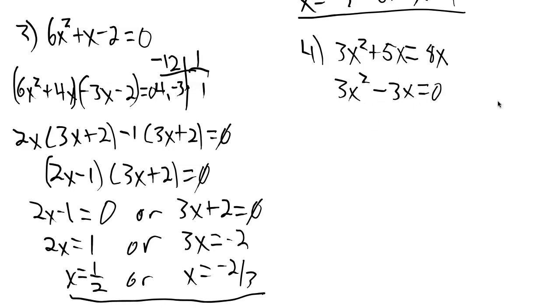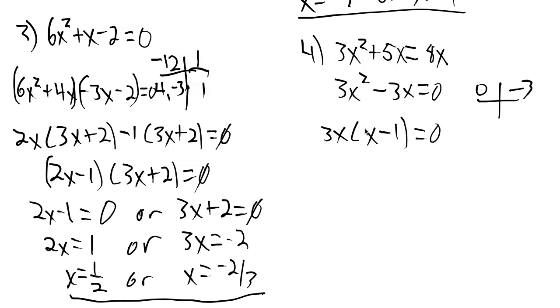Notice how we don't have a constant term, so we'd be looking for factors of 0 that add up to negative 3. Doesn't really work, so remember, this is one of the ones where we're going to factor out just from here. What do we have left? Well, both these terms have a 3 and an x. So let's pull those out, and what are we left with? x minus 1 is equal to 0.